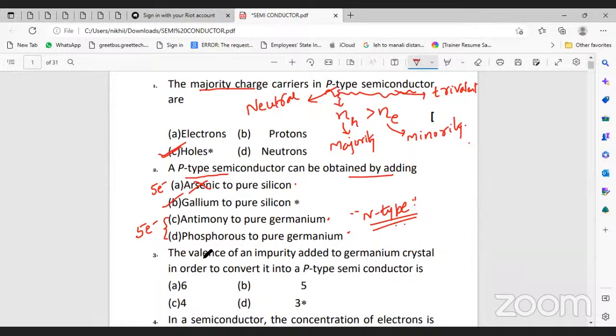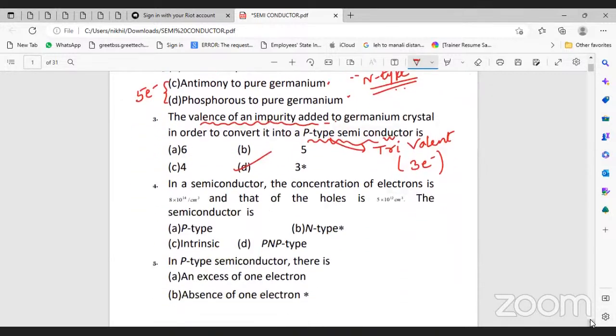Then, what should be the valency of the impurity added to become a p-type semiconductor? You know that p-type semiconductor is doped with trivalent elements. Trivalent elements contain 3 electrons in the outermost orbit. So what should be the valence electron? Valence electrons are the ones present in the outermost orbit. So 3 is the number of valence electrons in the outermost orbit. So option D is the right answer.